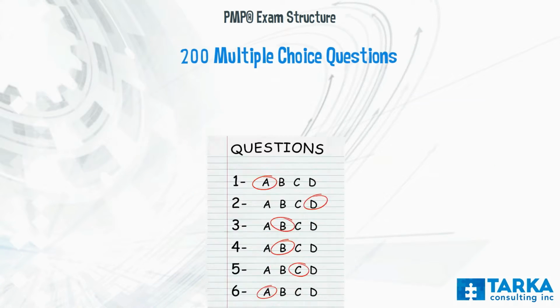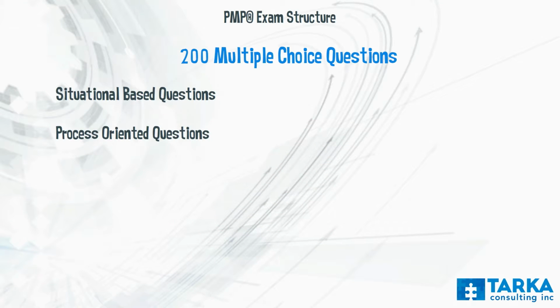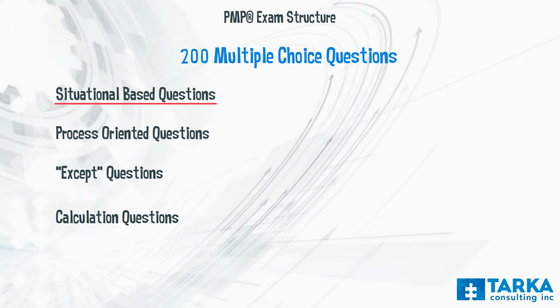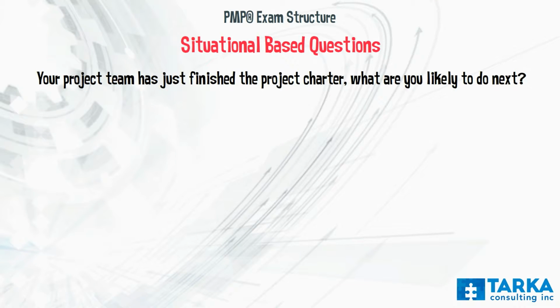The 200 multiple choice questions are divided into the following types. Situational-based questions. These are the most frequent type. Here's an example of a situational-based question. Your project team has just finished the project charter. What are you likely to do next?